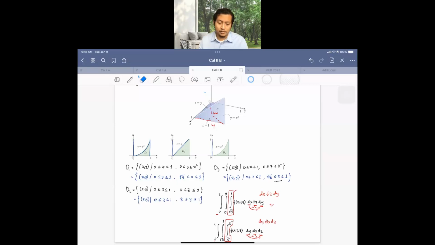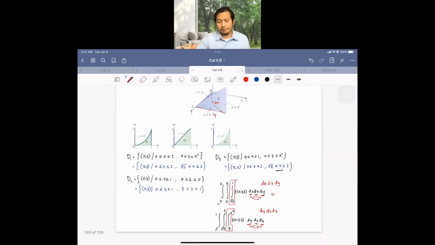Maybe in the future we'll put some videos for another example on how we can apply this change of integrations for the triple integral. Maybe another practice. But for now, let's just look at this example.